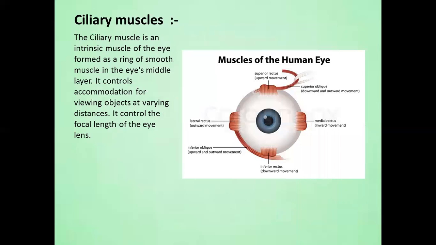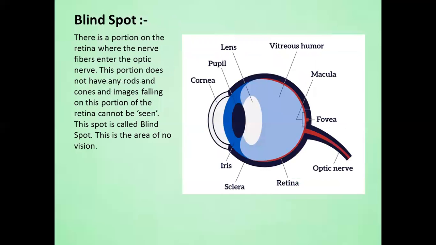Ciliary muscles. The ciliary muscle is an intrinsic muscle of the eye formed as a ring of smooth muscles in the eye's middle layer. It controls accommodation for viewing objects at varying distances. It controls the focal length of the eye lens.